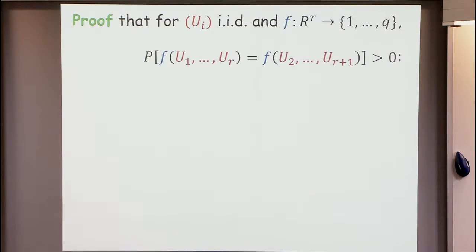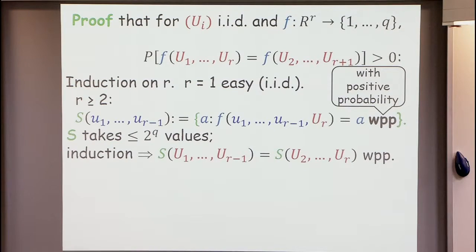I'll at least outline how you might prove this. I'll just prove that it's positive. I won't bother with proving the tower function. So it's by induction on r. r is the length of the block. r equals 1 is easy, because then you just have f of u_1 equals f of u_2, and these are IID, discrete random variables. So r greater than or equal to 2. Here's the key step. It's going to be by induction, and here's the key thing that you do. Here's a set-valued function of r minus 1 arguments.